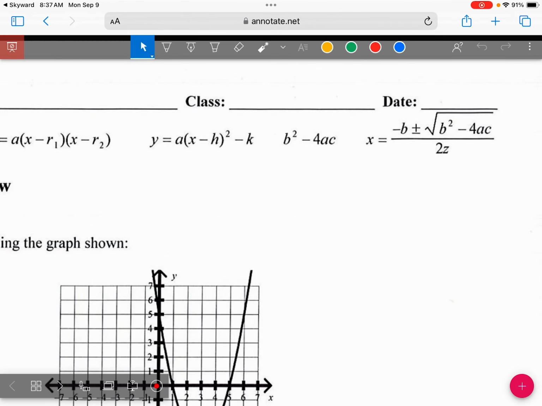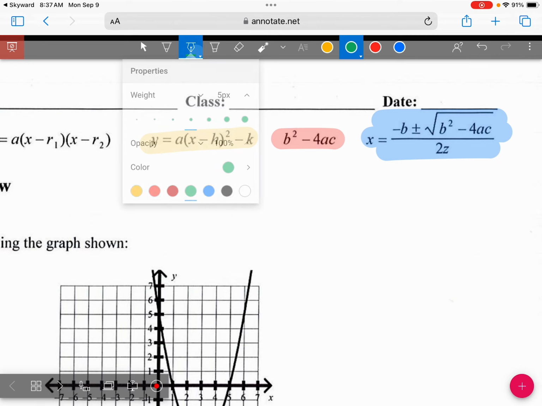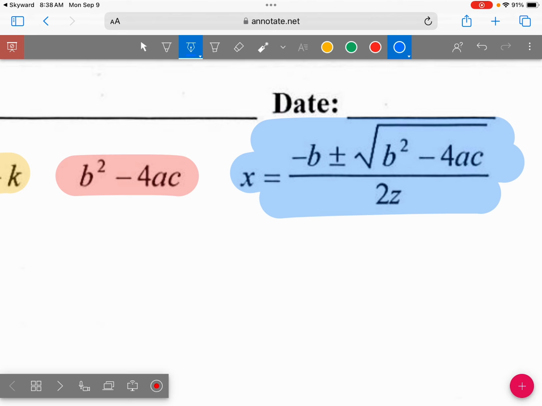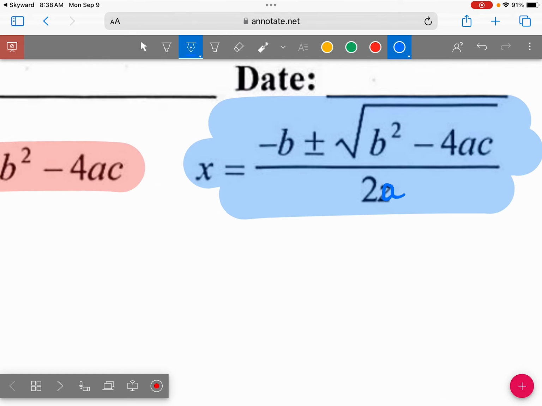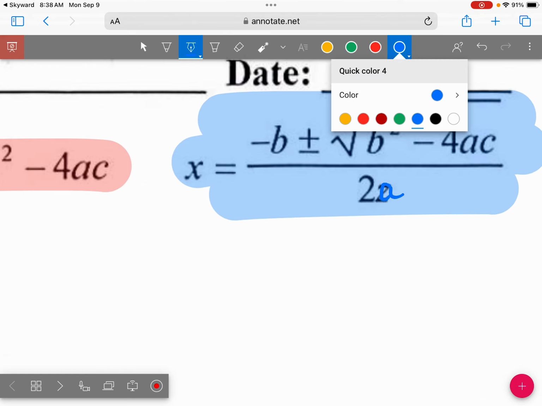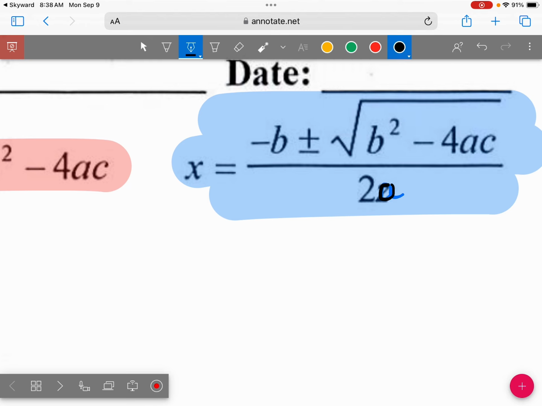The only equations that you're going to use for this test are these three. Okay, and that should say 2A. I'll make sure I fix it on the actual test, but this should say 2A, not 2Z. There is no 2Z. So can you fix that on your study guide? That should say 2A, not 2Z.